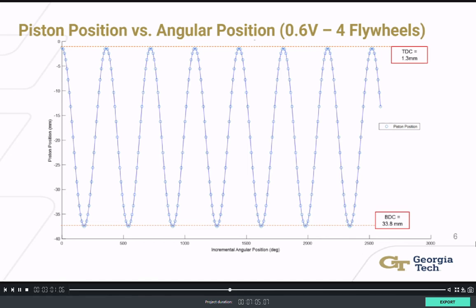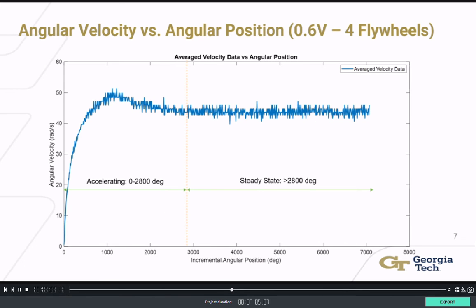the piston location. This is a graph of the angular velocity versus the angular position for the 0.6 input voltage and 4 flywheels. The graph was used to find when the motor reaches a steady state, and we could use this on the torque versus angular position graph.